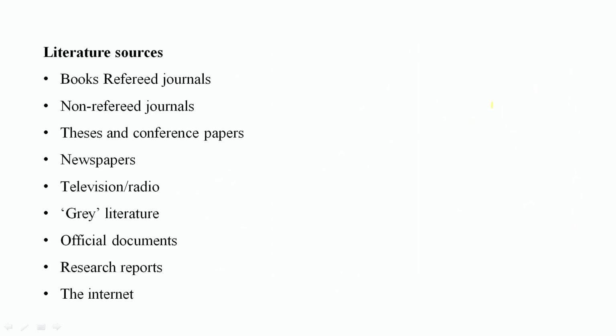Let us have a quick review of literature sources. We will be discussing it in detail in the next module. So, we have books and refereed journals, newspapers, or literature called grey literature, research reports or the internet. These all are the sources of information for your literature review.